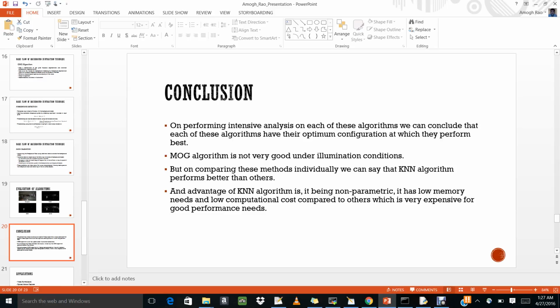And we found that the MOG algorithm is not very good under illumination conditions. But on comparing these methods individually, we can say that the KNN algorithm performs better than the other ones. The advantage of the KNN algorithm is also that it is non-parametric, which helps in the storage advantages, because it has low memory needs and low computational cost compared to others, which are very expensive, and has good performance.